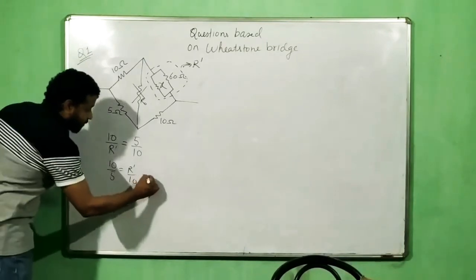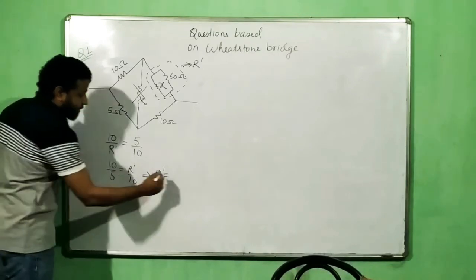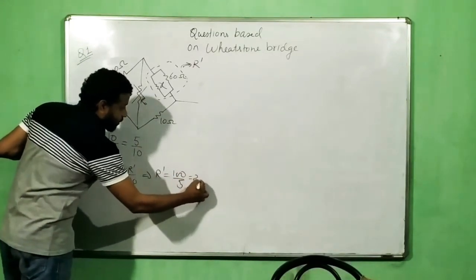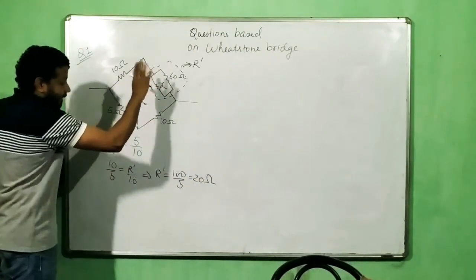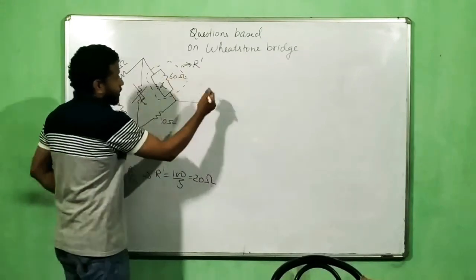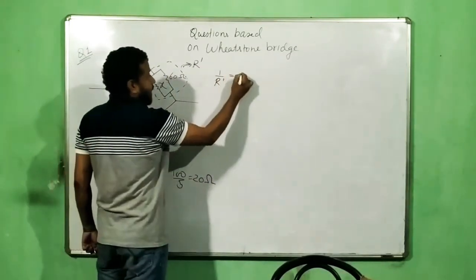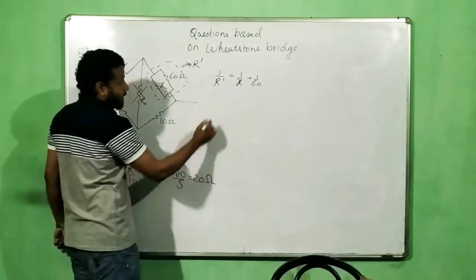So what is R dash? R dash will be equal to 10 tens are 100 divided by 5, so you get 100 by 5, and that will be equal to 20 ohm. That means this whole thing must be 20 ohm. And what is this whole thing? This whole thing is a parallel connection of X and 60. So I will write 1 by R dash, which we have found as 1 by 20.